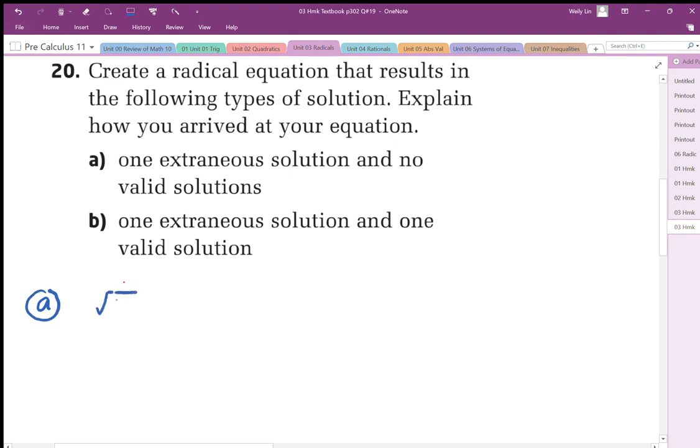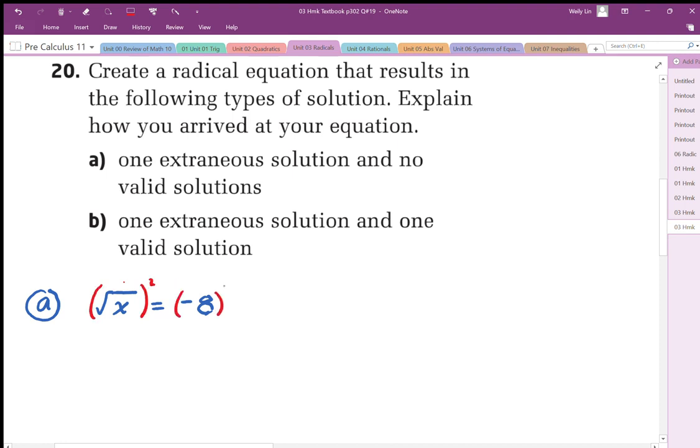So we're going to make the square root equal to some negative number, and there is no possible solution for this. So when we solve this, the solution we get is going to be extraneous. So this is one equation. We can see what that looks like when we actually solve it.